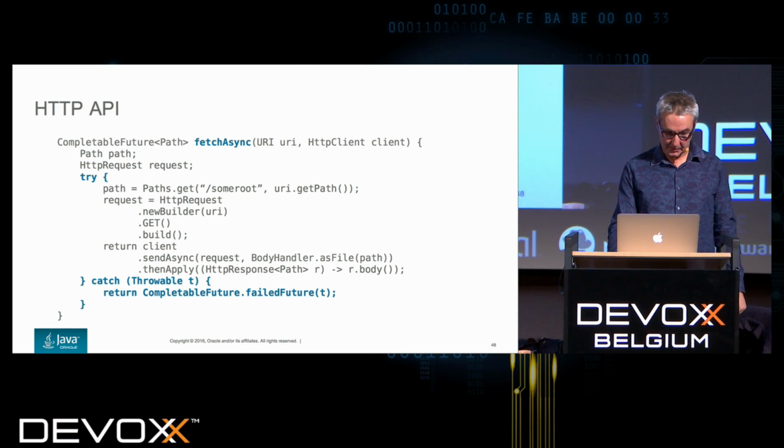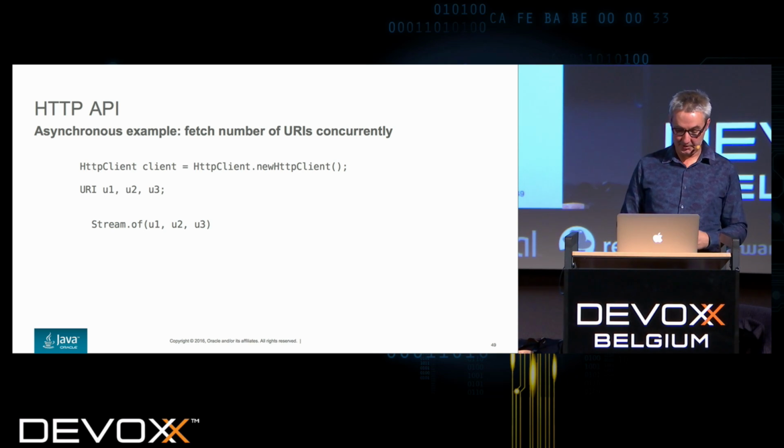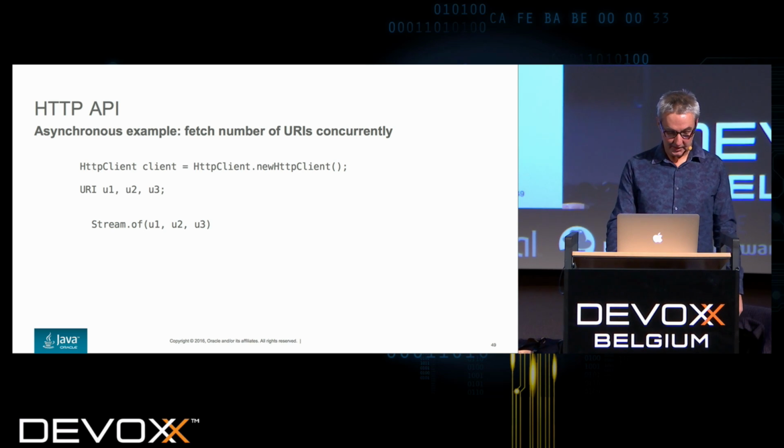Okay, so let's see what we can do with this fetchAsync method. In this example, we're going to start with a client and a number of URIs, and we just want to fetch these 3 URIs concurrently. Of course, there's a multitude of different ways to do this, but this just seems like a nice illustration of how to do it.